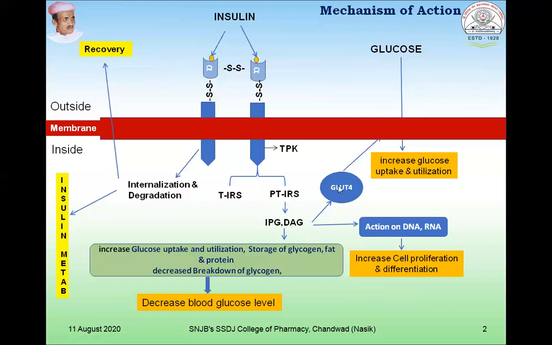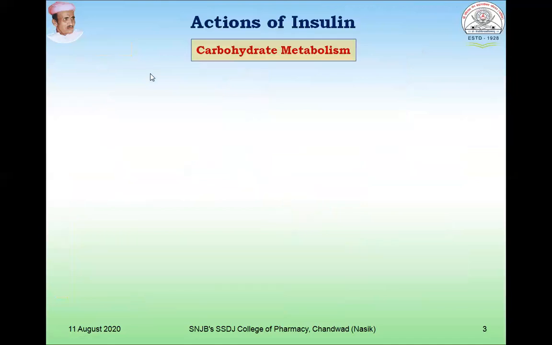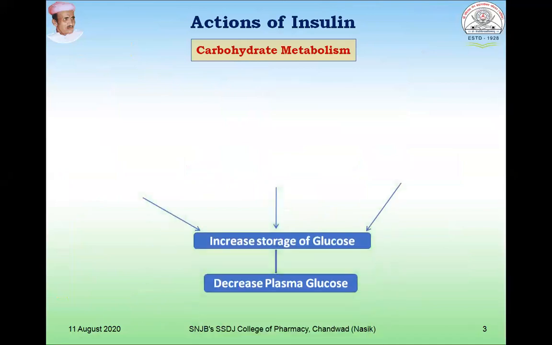These secondary messengers also stimulate GLUT4, that is glucose transporter 4, which allows the entry of glucose and thereby increases glucose uptake and utilization. These secondary messengers also have certain action on DNA and RNA, thereby increasing cell proliferation and differentiation. As a result of internalization and degradation, some insulin undergoes metabolism and some is recovered for further process. Now, insulin increases glucose entry into the cell. It stimulates its oxidation and promotes its storage.